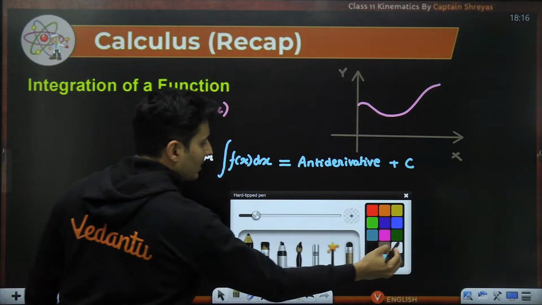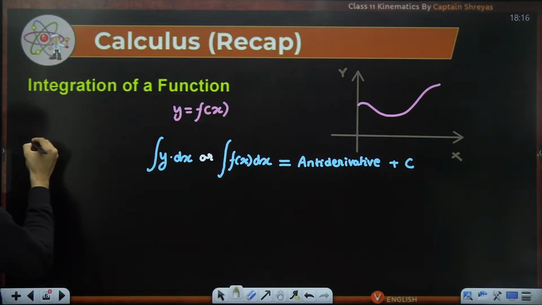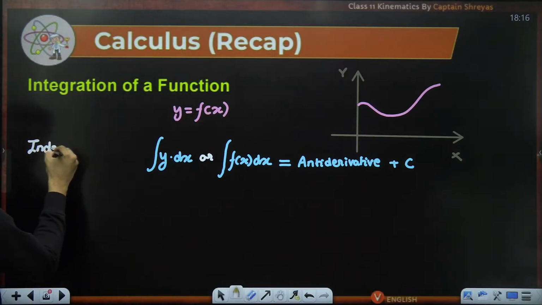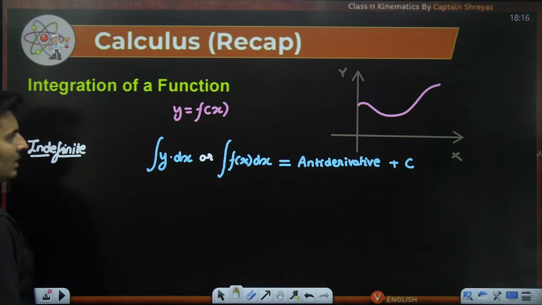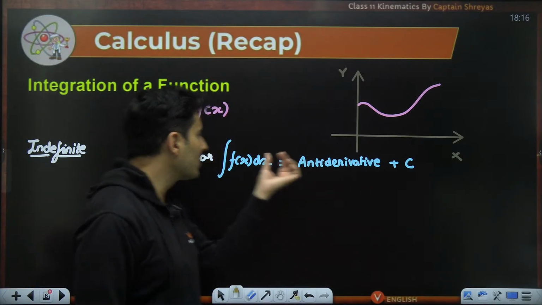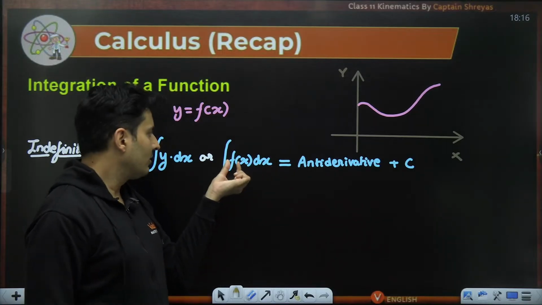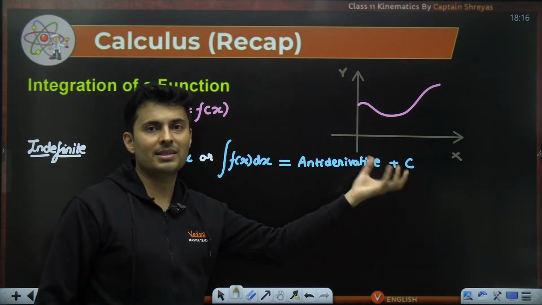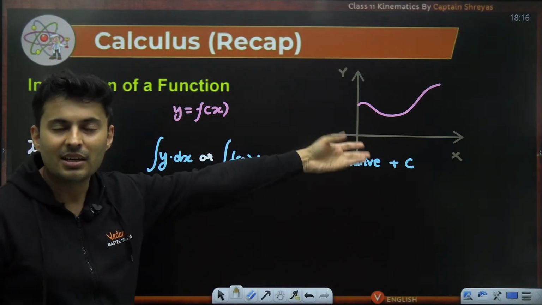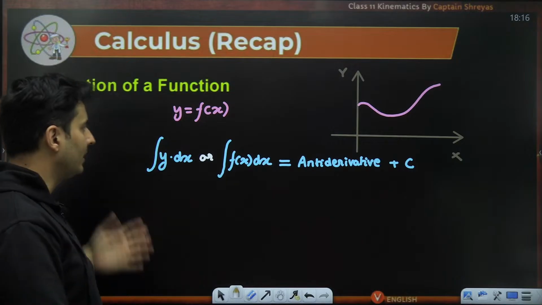This type of integration, when you perform, it was called indefinite integration. This antiderivative means whose derivative is this. So if this is sine of x, integration of sine of x means whose derivative is sine of x. It was basically negative cos x, like that.